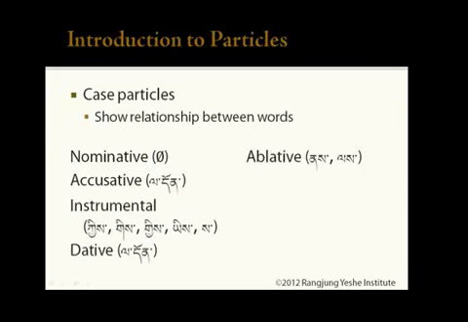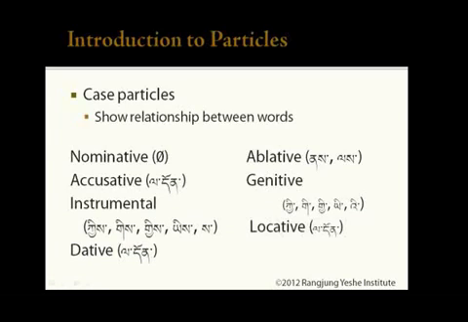The fifth case is called the ablative case. It shows the source of a thing and is marked by ne or le. The sixth case is called the genitive case. It shows connections between two things and is marked by ki, gi, yi, or e. The seventh case is the locative case. It indicates location and is also marked with a ladun particle. Finally, the eighth case is called the vocative case and is used when making a direct reference to someone or something. It is also not marked by any particle.